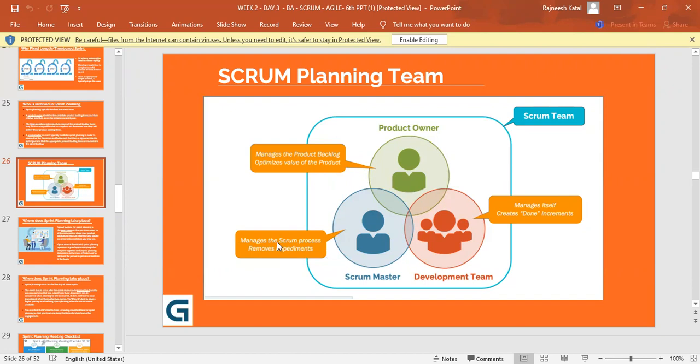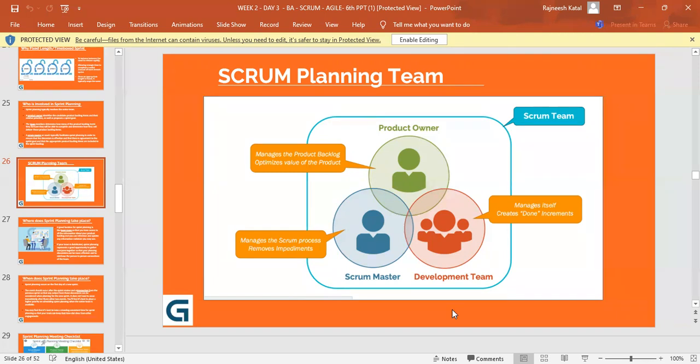So he's the guy who manages anything and everything, who ensures that all the ceremonies are taken care of, all the meetings are properly held, and everybody attends them. And if there is any doubt with the development team, he ensures that he gives them guidance. That is removing impediments. And last but not the least, the actual front workers, the people who do all the day-to-day work of development, manage themselves and create done increments.